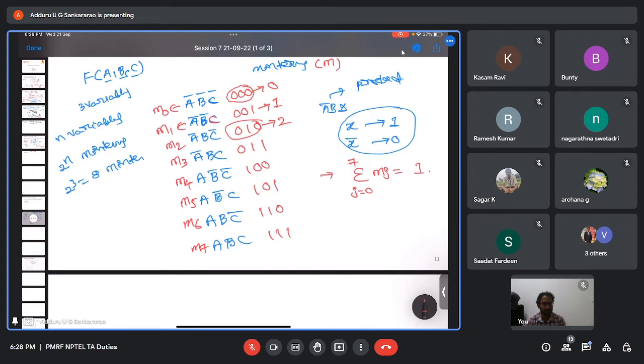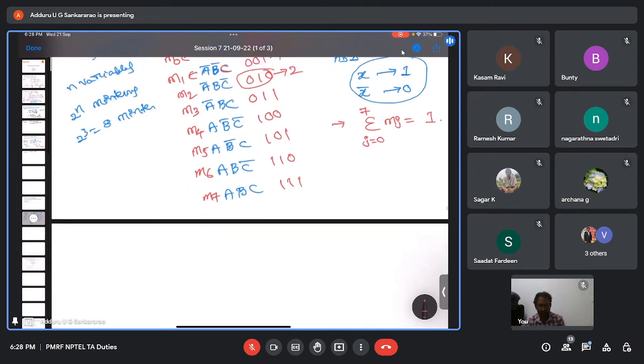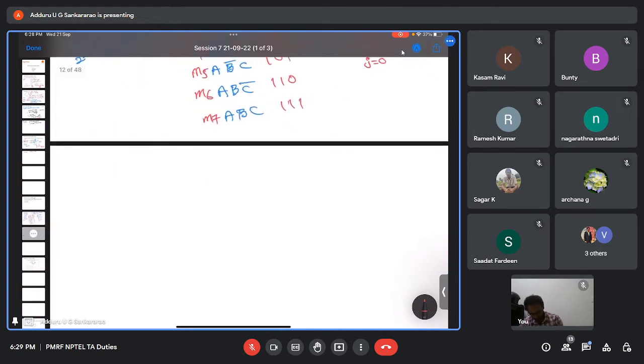Okay, this is about minterms. So in the same context I'll also talk about max terms. For this problem max terms is not required, but still I'm talking about max terms. Suppose a function has n variables, then we will have 2 power n max terms. So what are max terms?